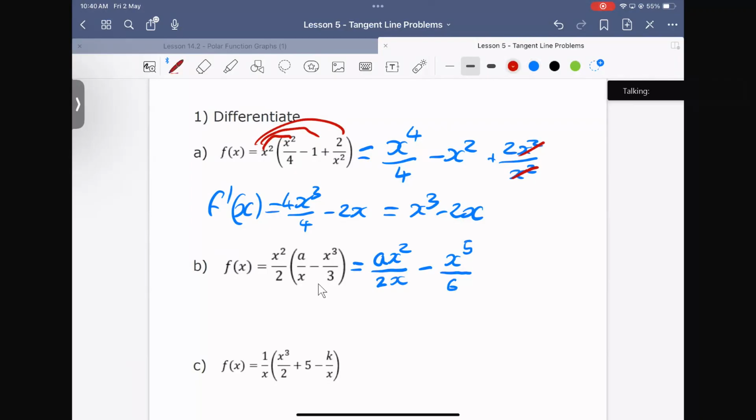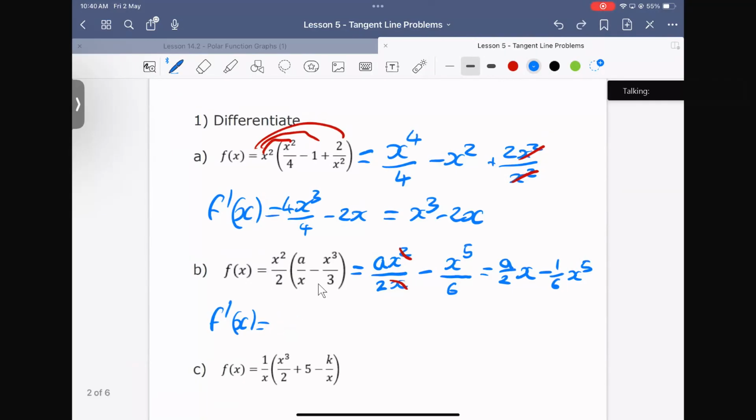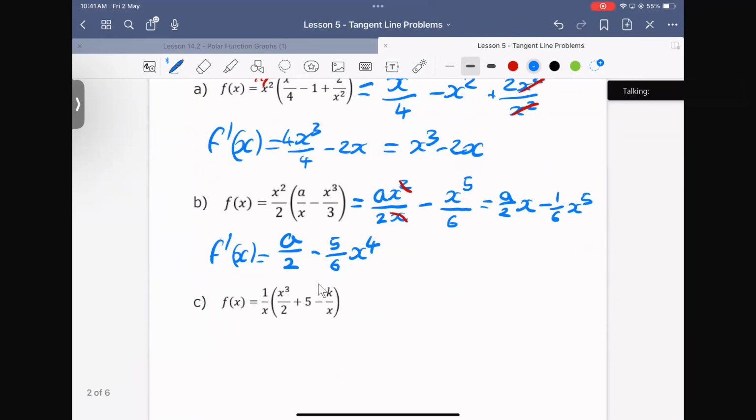Before we differentiate, we simplify. That x cancels one of those. So then the derivative is going to be, we have a over 2, so we could just write it like this, a over 2x minus 1 over 6x to the 5. So the constants can be separated out like that if you want. So this first one is going to be a over 2, whereas this other one is going to be minus 5 over 6x to the 4. Have a go at this last one now.